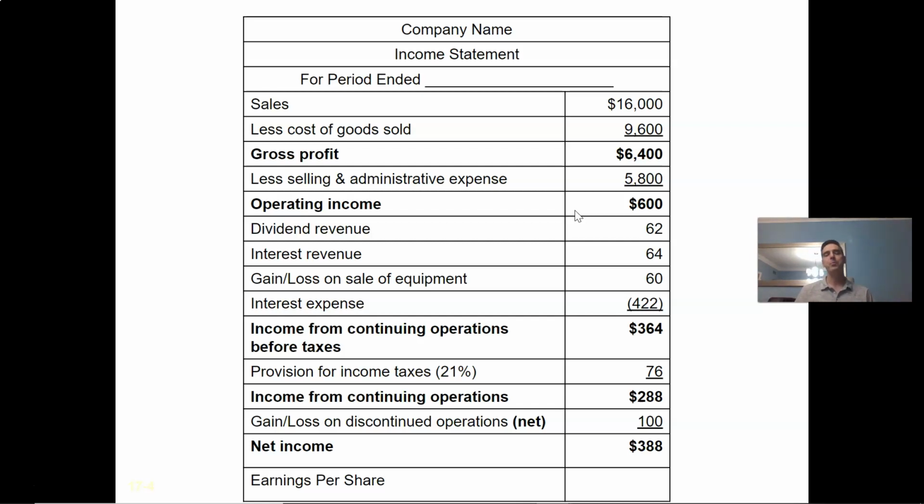Sometimes when you discontinue, you might sell off the product or service that you're looking to discontinue. And businesses will do that because it might not fit in their strategy anymore, or they just want to focus and go in a different direction.